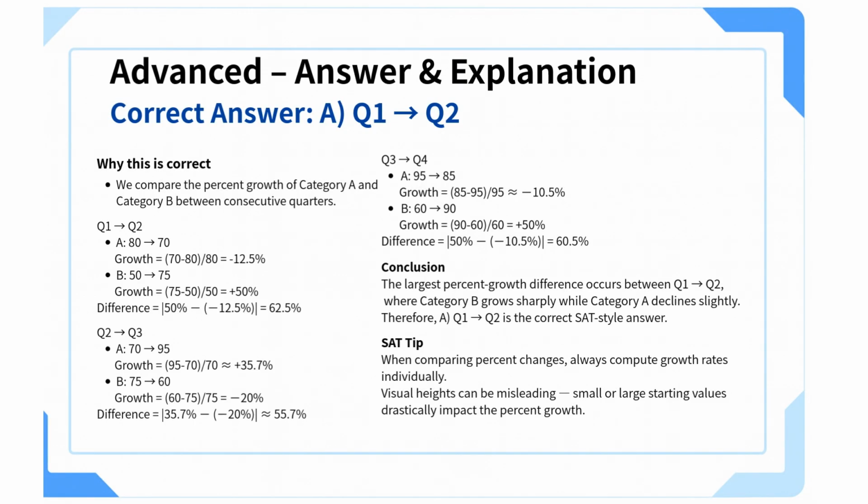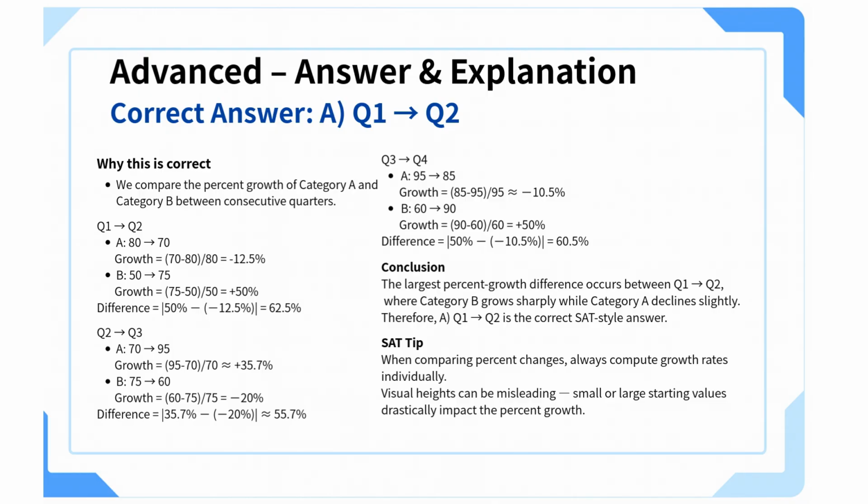Let's walk through the answer to this advanced question. We are comparing the percent growth of Category A and Category B across each pair of consecutive quarters, and we want to find where the difference between their growth rates is the largest. First, from Q1 to Q2. Category A decreases from 80 to 70, which is a minus 12.5% change. Category B increases from 50 to 75, which is a plus 50% change. The difference between these growth rates is 62.5%, which is extremely large.